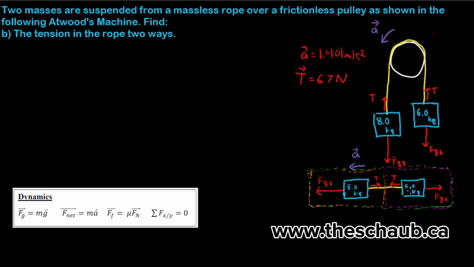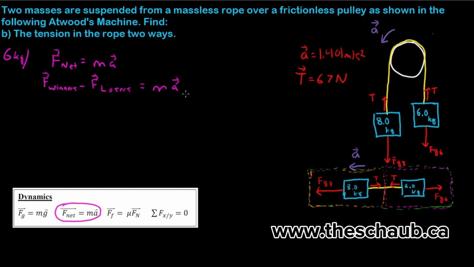To solve for the tension in our 6 kilogram system, our pink system, we again start with our standard equation for force. Force net equals MA. So we're now doing the 6 kilogram system. And we start with force net is equal to the mass multiplied by the acceleration. And again, we're going to do the force of the winners, subtract the force of the losers, is equal to the mass times the acceleration.